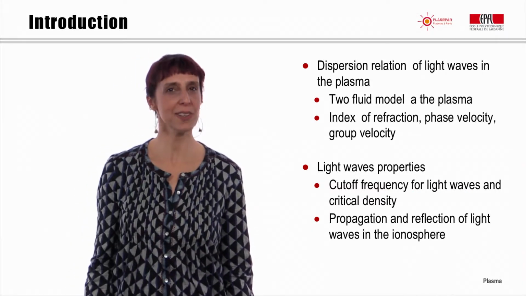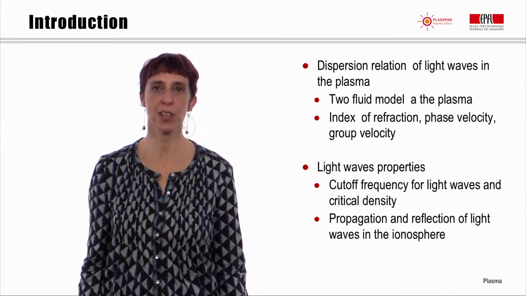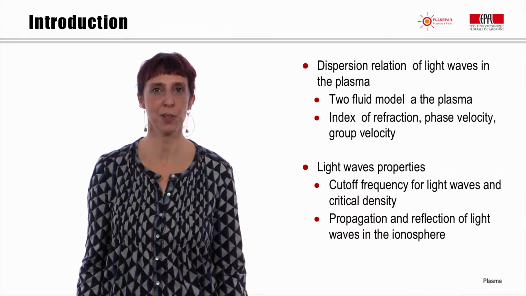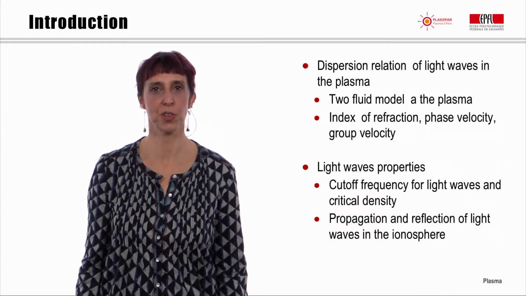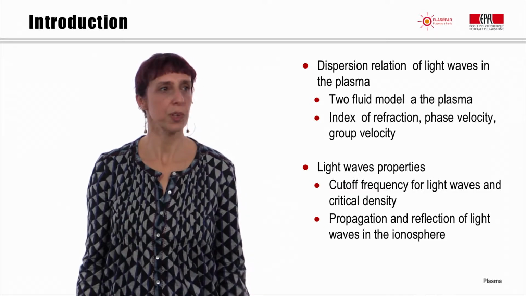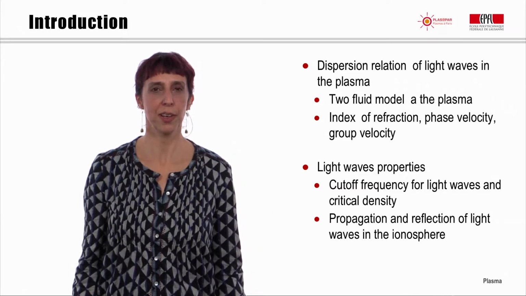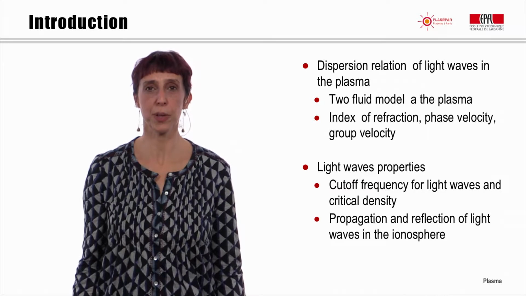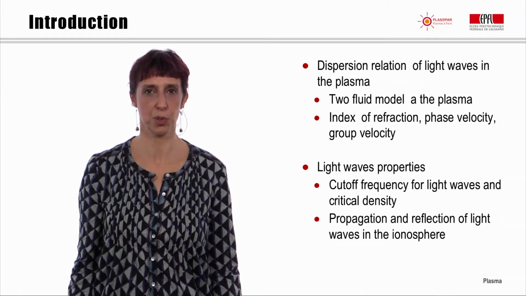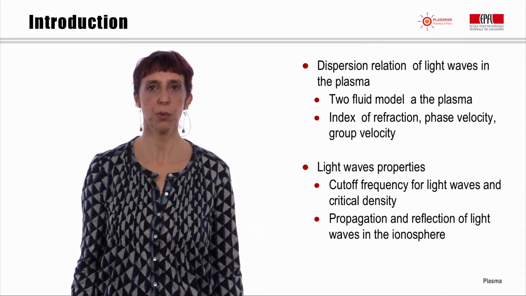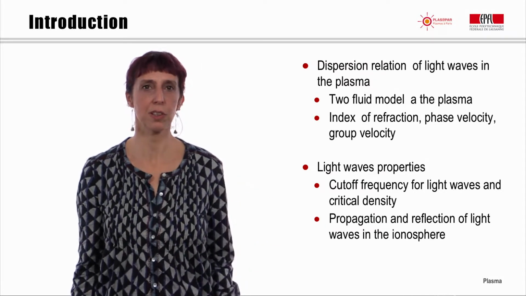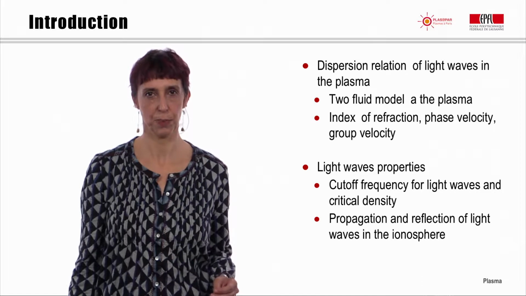Welcome! In today's lecture, we will derive the dispersion relation of light waves in an unmagnetized plasma using the same technique presented in previous lectures by Professor Ricci. With a two-fluid model, we will define an equilibrium and look for a small perturbation in the form of a wave-like solution. We will study in some detail how the plasma behaves, and we will calculate the index of refraction, the phase, and group velocity of the wave.